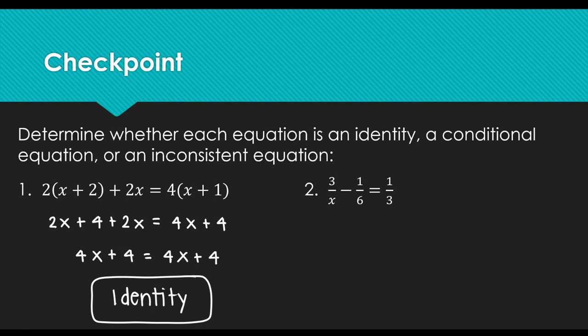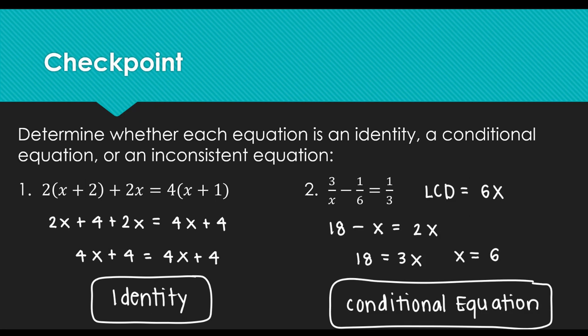With the first one, we actually had an identity because notice that when I started distributing and combining like terms, the left side looked exactly like the right side. And so it didn't matter what value I solved for x. Actually, the x's would cancel and the 4's would cancel. That would tell me 0 equals 0. That will always be a true statement. So that's why it's an identity.